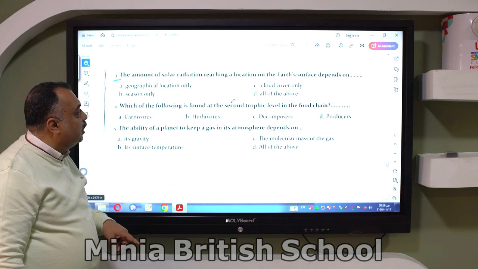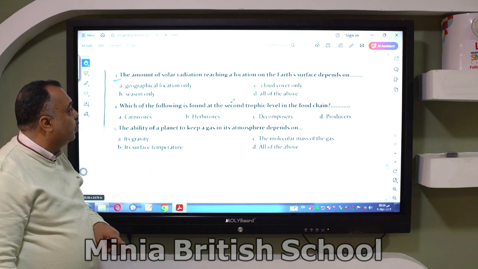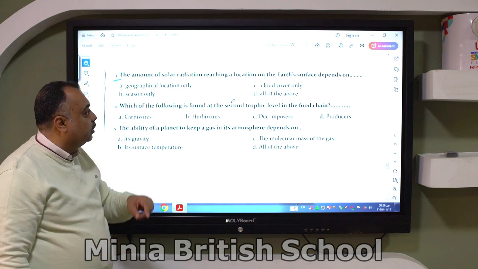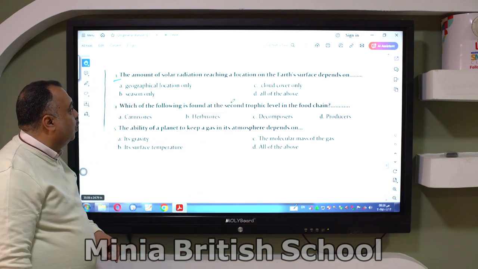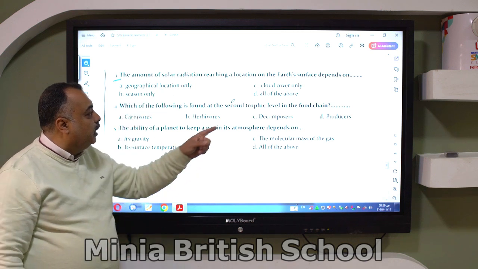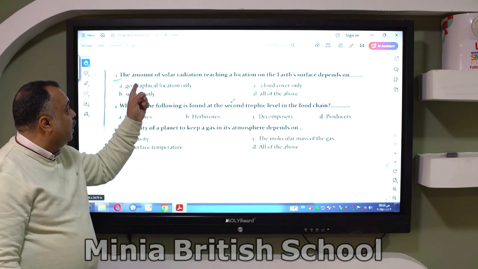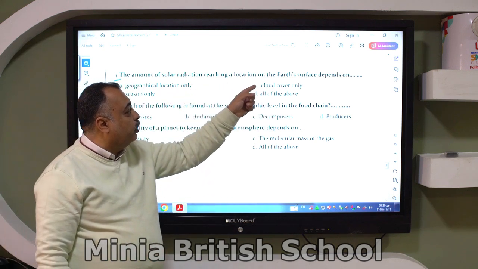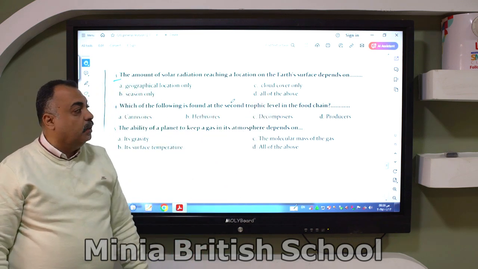The amount of solar radiation reaching a location on the Earth's surface depends on geographical location only, season only, cloud cover only, or all the above. Again, the amount of solar radiation reaching a location on the Earth depends on all of the above. Yes, all of the above.